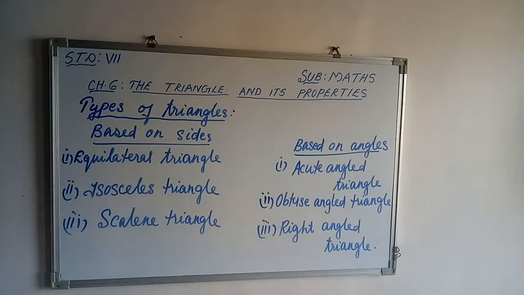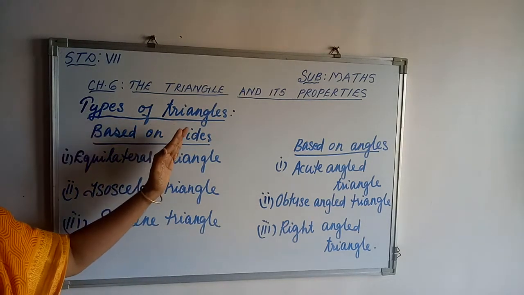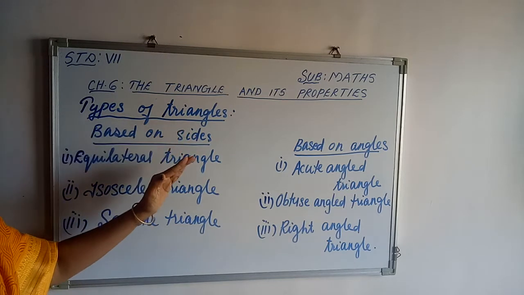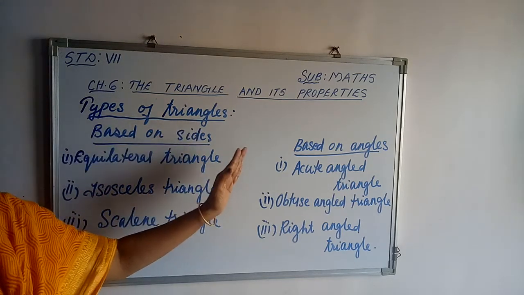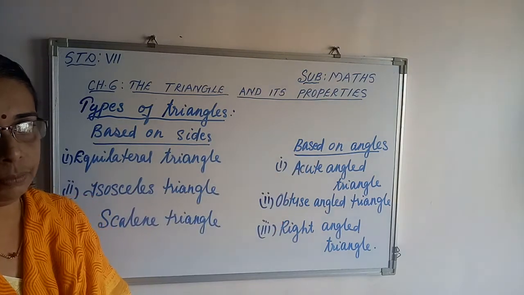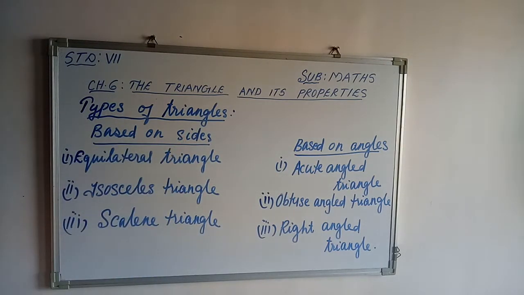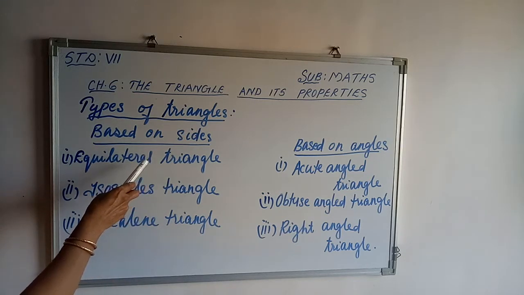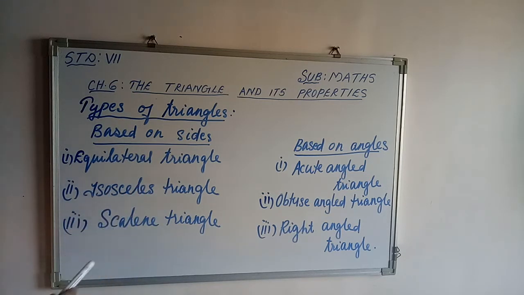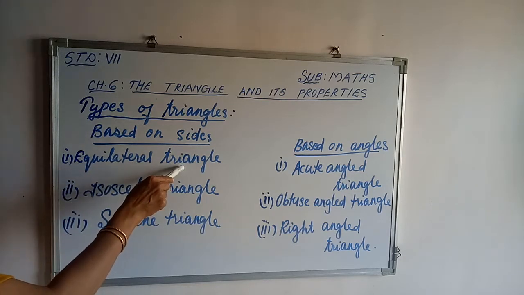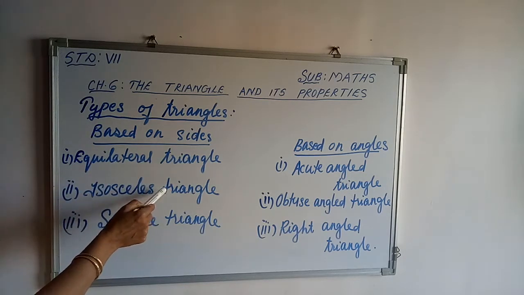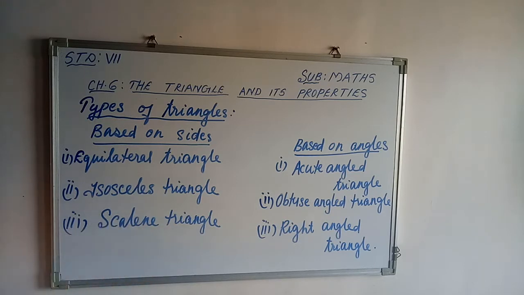Now we can see the different types of triangles. Triangles are classified on the basis of their sides and on the basis of their angles. Based on the sides, triangles are classified into 3 different types. They are equilateral triangle, isosceles triangle and scalene triangle.